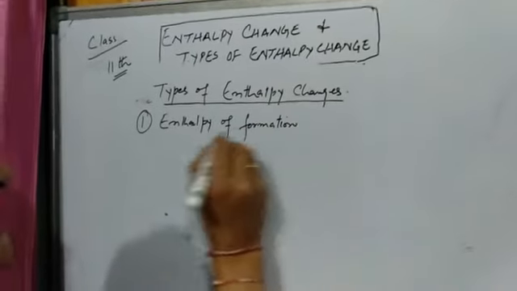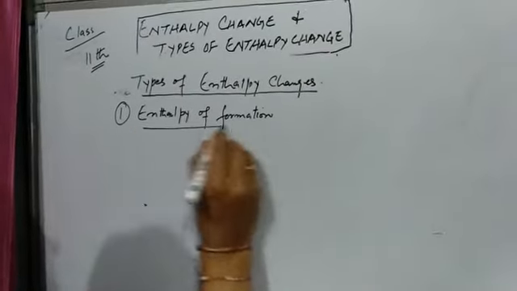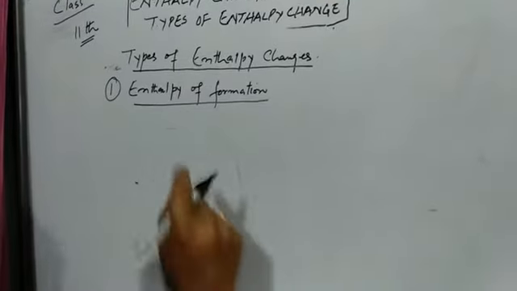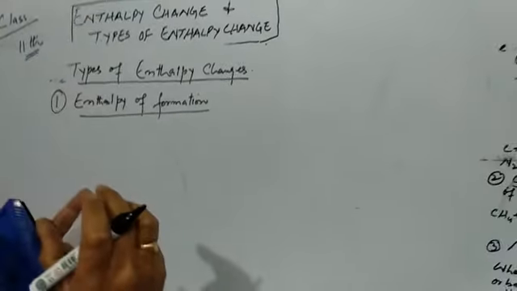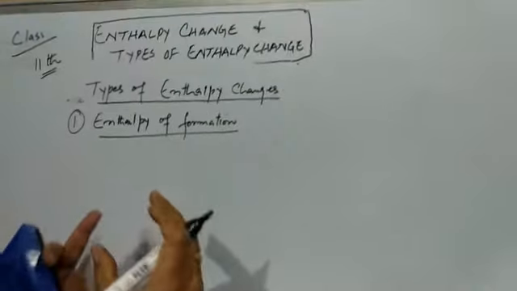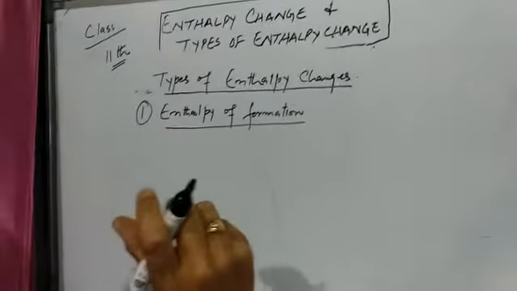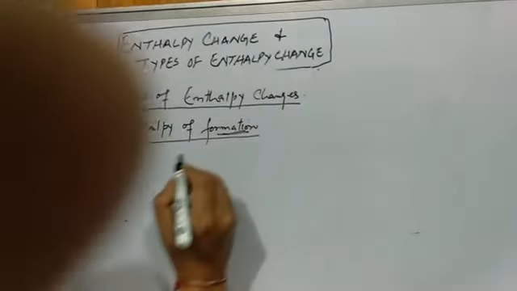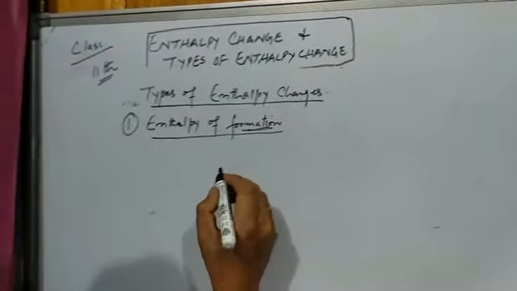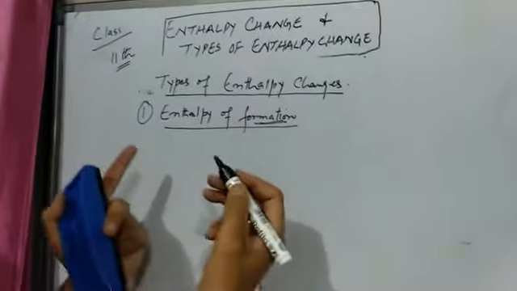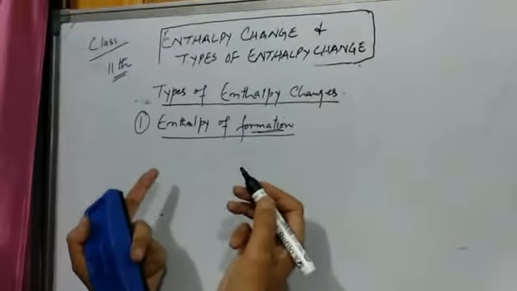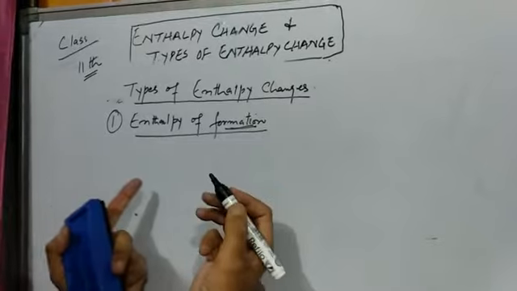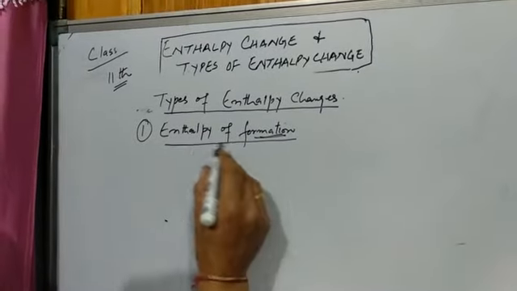Now what is this enthalpy? This is change in enthalpy. It is for sure that it is change in enthalpy. But this is that change in enthalpy that takes place when 1 mole of a substance is formed. When 1 mole of a substance is formed, during that process, whatever is the change in enthalpy, whatever is the change in heat, that change in heat is known as enthalpy of formation.